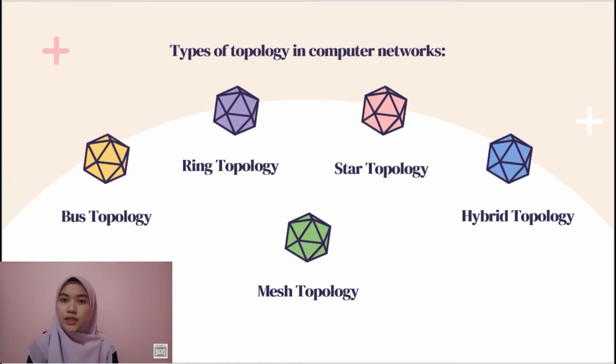So the next one: there are 5 types of topology in computer networks, which are mesh topology, star topology, bus topology, ring topology, and hybrid topology. And each type of topology has its own advantages and disadvantages.